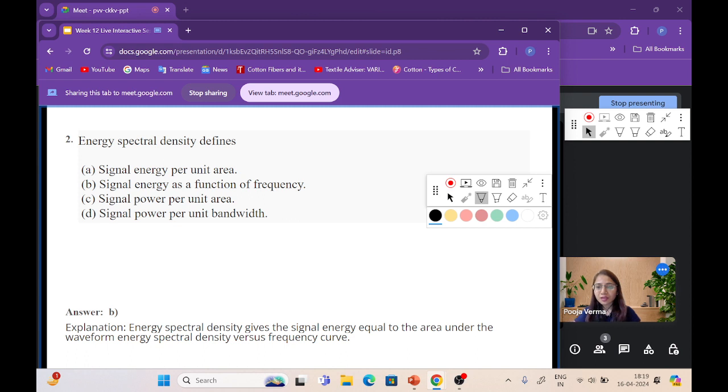The next question: energy spectral density is defined as, option A, signal energy per unit area; option B, signal energy as a function of frequency; option C, signal power per unit area; and option D, signal power per unit bandwidth. So how can energy spectral density be defined?